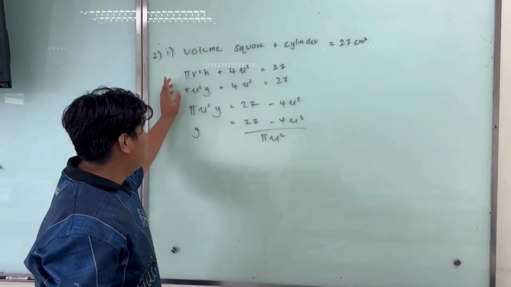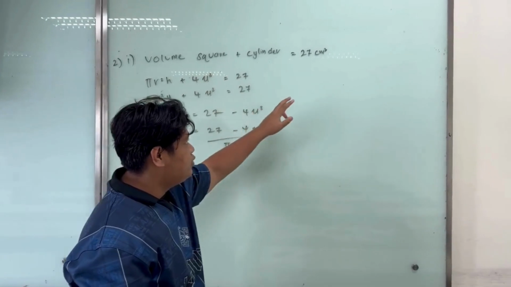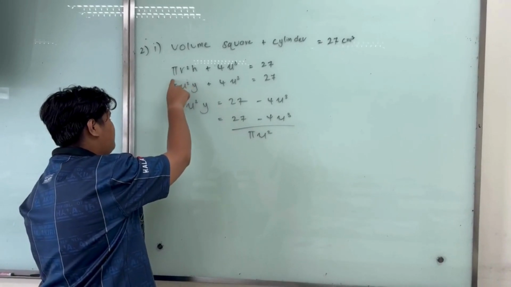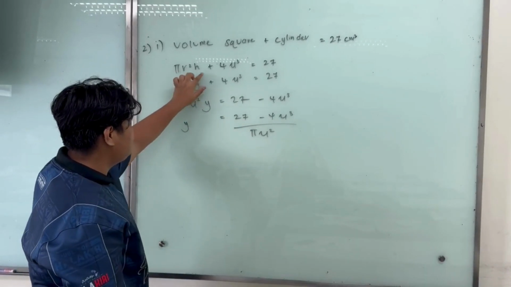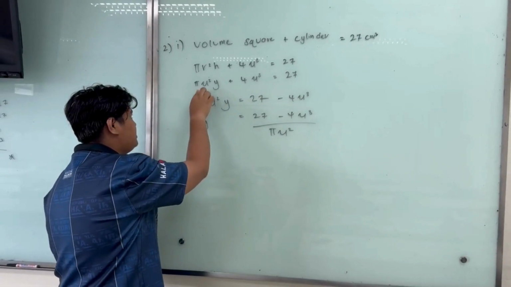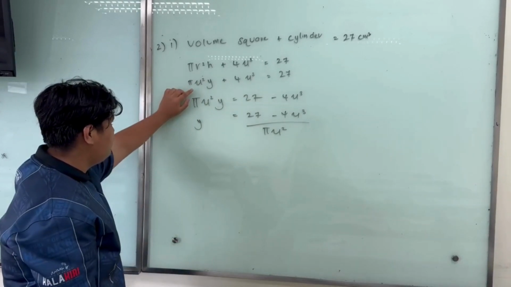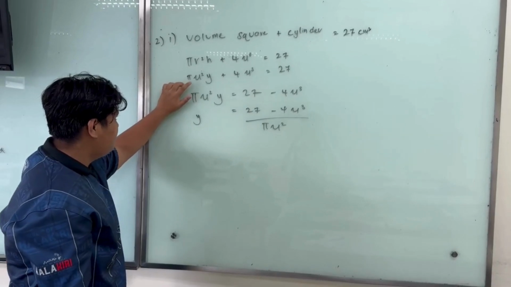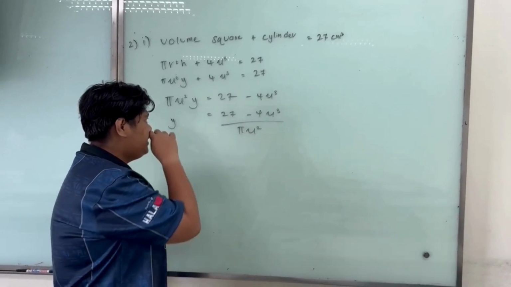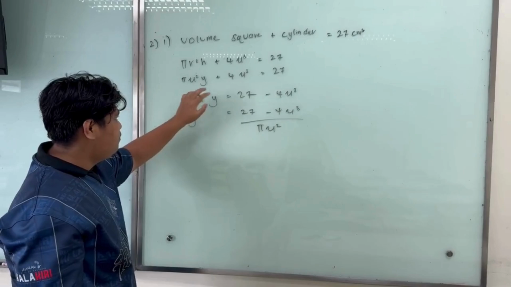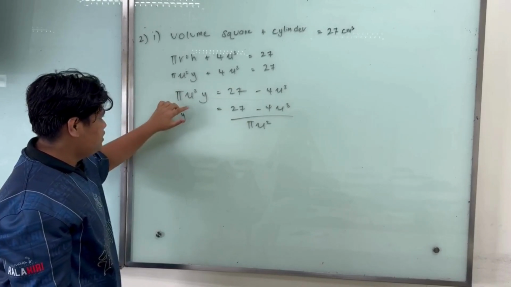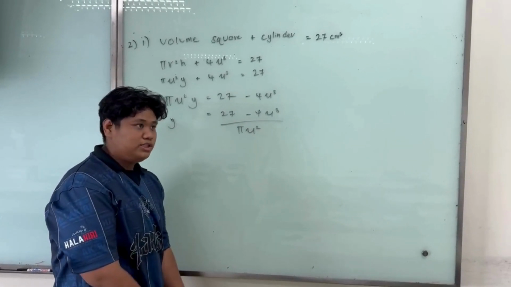For question 2 Roman 1, we get that the volume of the cylinder plus the cube is equal to 27 cm cubed. From that, we can conclude that pi r squared h plus 4x cubed is equal to 27. After that, we substitute r and h with x and y. So our new equation is pi x squared y plus 4x cubed equals 27. After we get the new equation, we need to put the 4x cubed on the other side. So our equation is pi x squared y equals 27 minus 4x cubed.